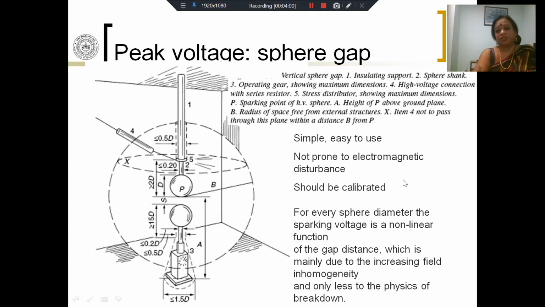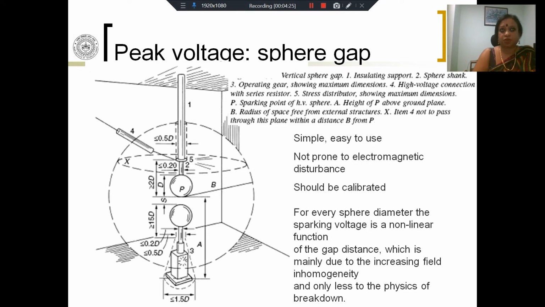Also, the sphere gap of course gives you the peak voltage, because at a particular setting of the spheres, breakdown will happen as soon as the peak voltage is reached, for whatever short time. The advantage of the sphere gap is that it is simple, it's easy to use, it is not prone to electromagnetic disturbance, but we need to calibrate it.